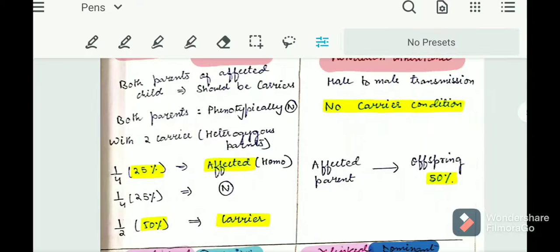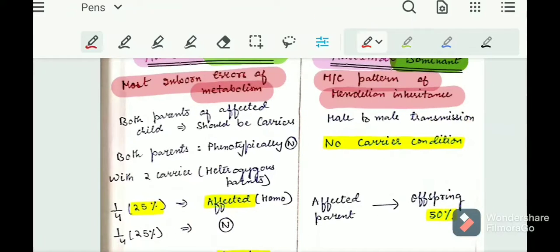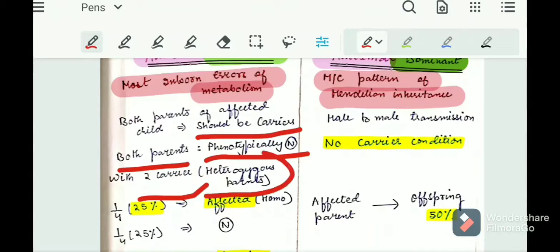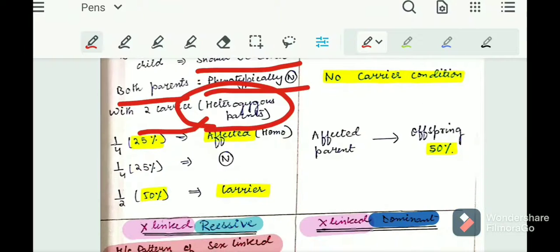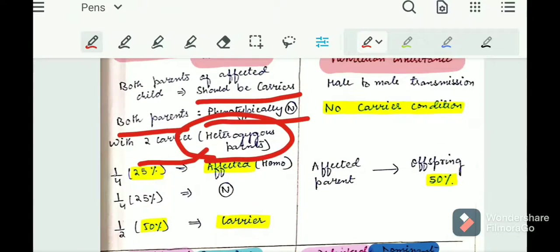Here both of the parents of the affected child should be carriers. Both the parents are phenotypically normal, with two carrier or heterozygous parents. That is, if the parents are heterozygous, then 1/4, that is 25% of their children will be affected, 1/4, that is 25% of their children will be normal, and 50% will be carriers.